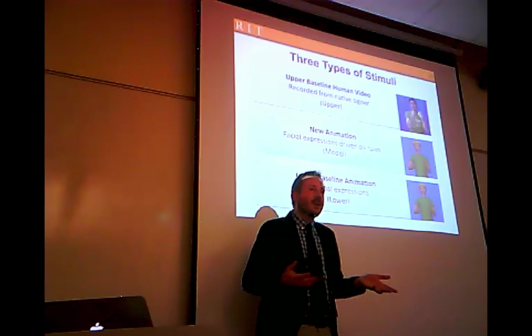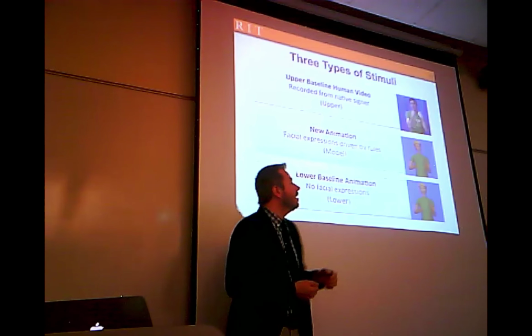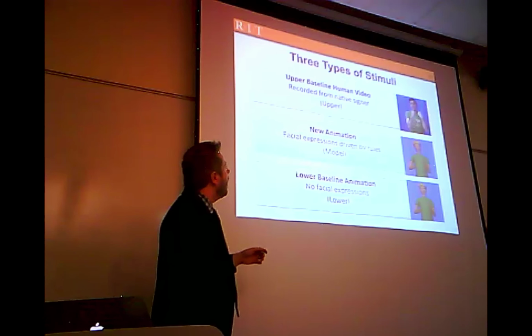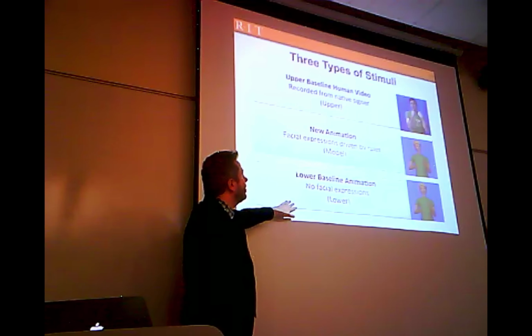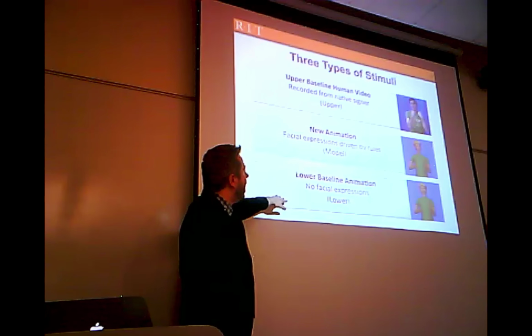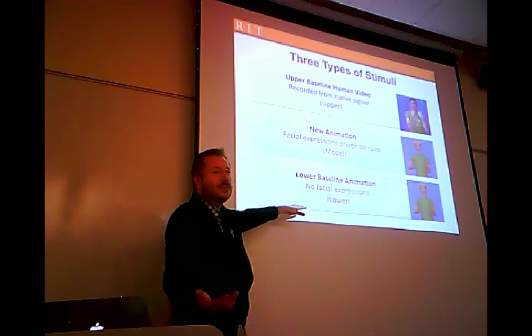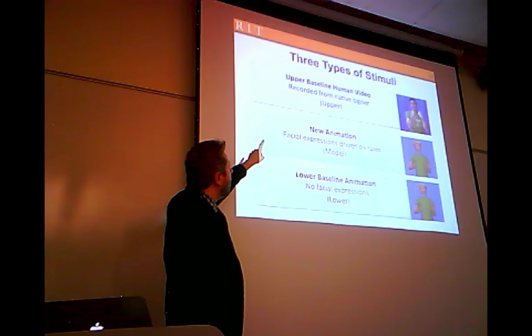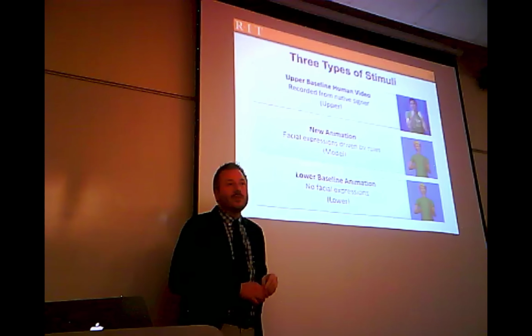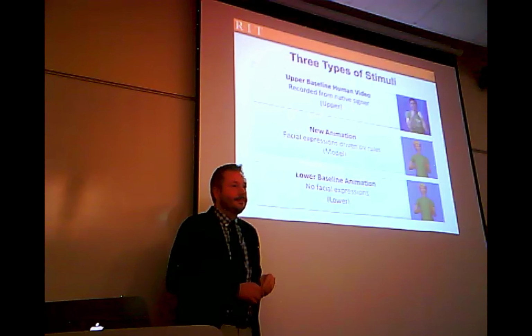I mentioned there were 3 different kinds of things that people saw. In this particular study, we had our new model. We had created facial expressions. As a lower baseline, we had animations that had no facial expression, so kind of the state of the art before we built these models. As a top line or an upper baseline in this study, we had videos of a human signer performing these sentences as well.